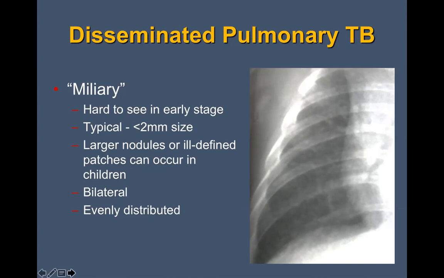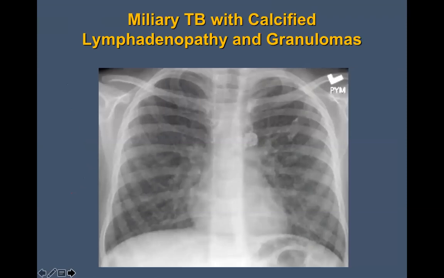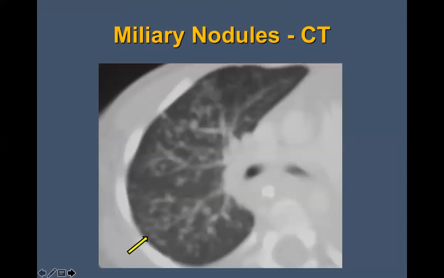Some children will actually have nodules that are larger than 2 millimeters. So in older patients, they should be less than 2 millimeters, but young children can have miliary disease that has larger nodules. And here you can see a patient with slightly larger nodules, close to 2 millimeters, I would say, but they're quite apparent. But in addition to that, you have calcified lymph nodes, you have some granuloma in the lungs, all of the characteristic appearances of disseminated miliary tuberculosis.